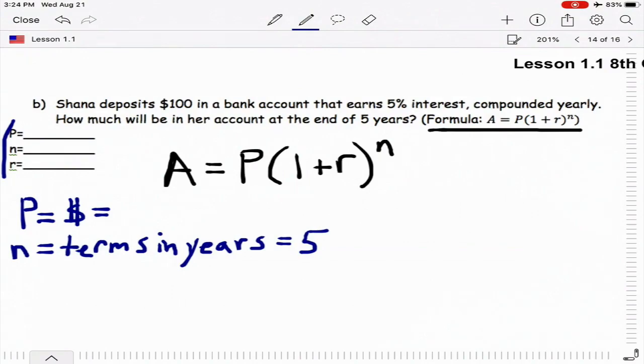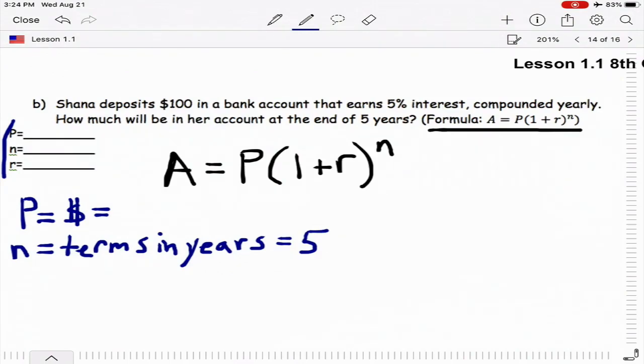Just please understand, some word problems might trick you. They might tell you like 6 months. I don't want you to write N equals 6, right? Because that's 6 months. You would have to convert the months into years. And for example, 6 months is technically 1/2 year, or 0.5. So your N would be 0.5.